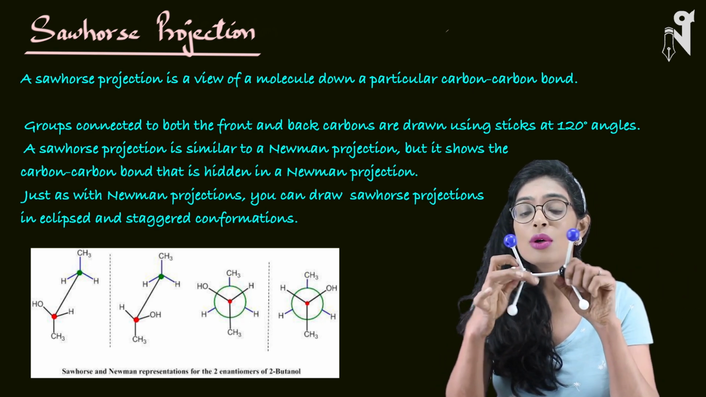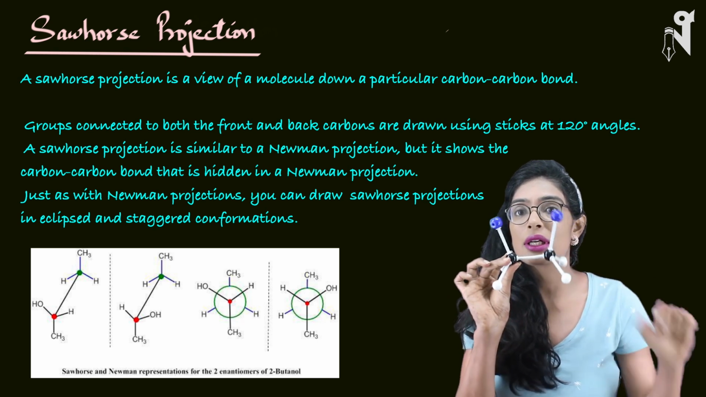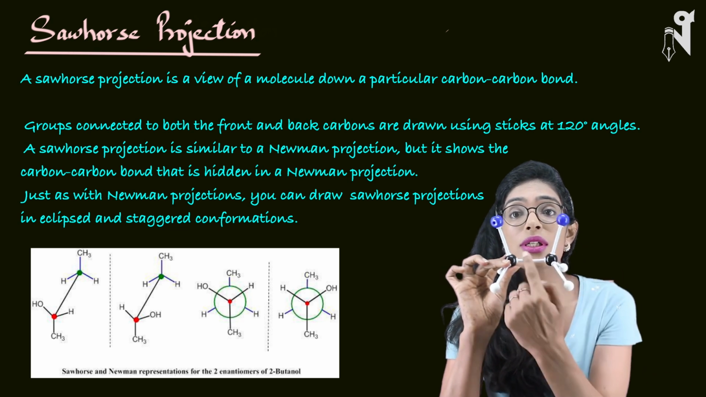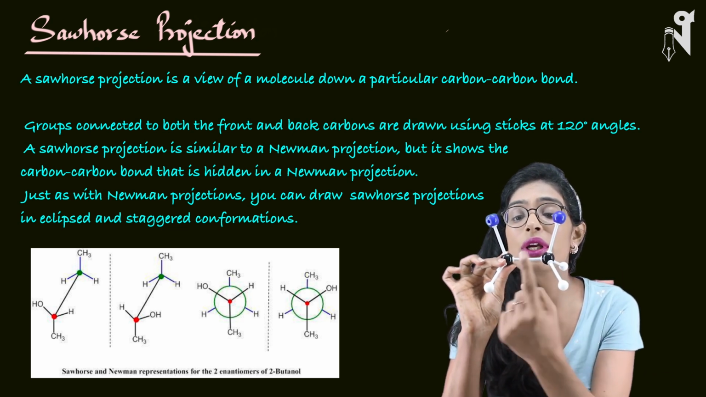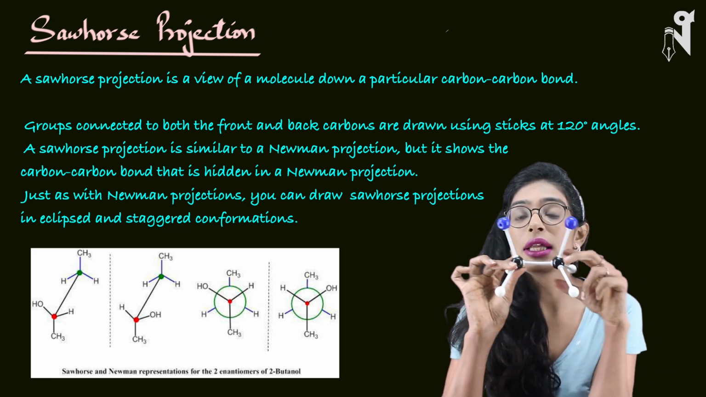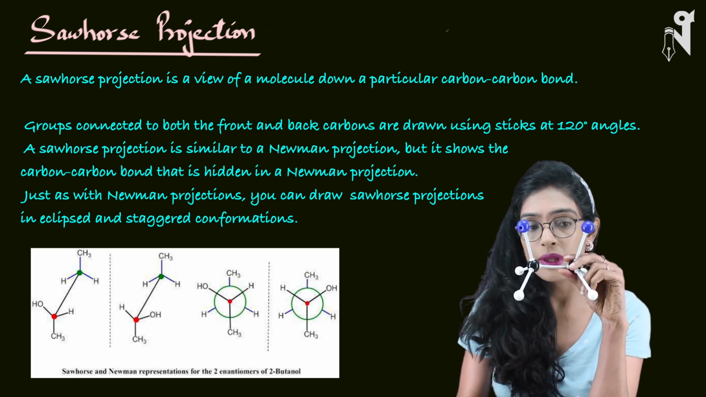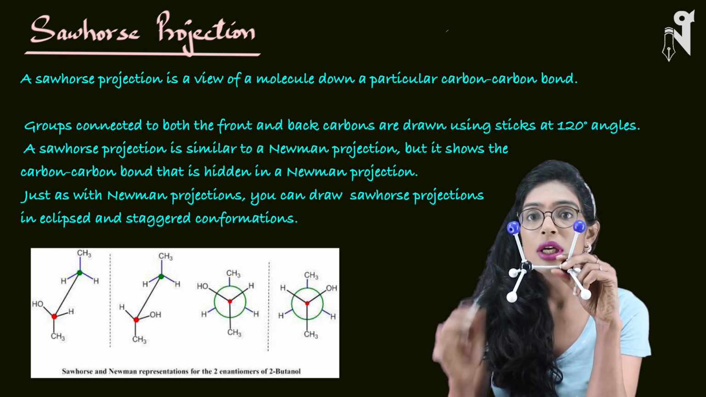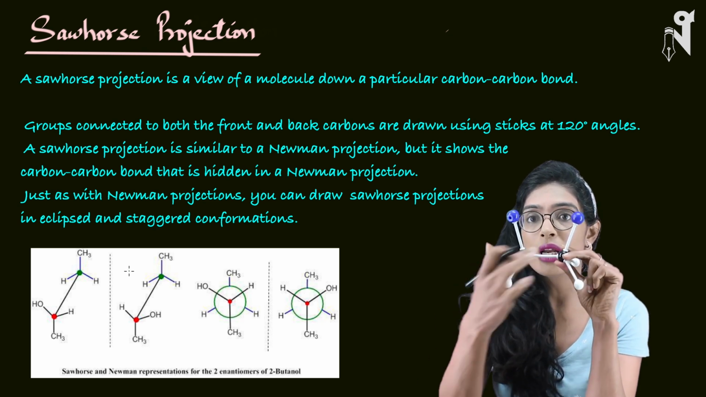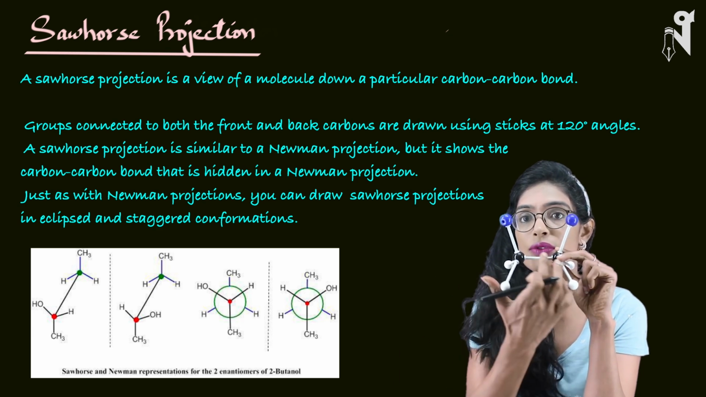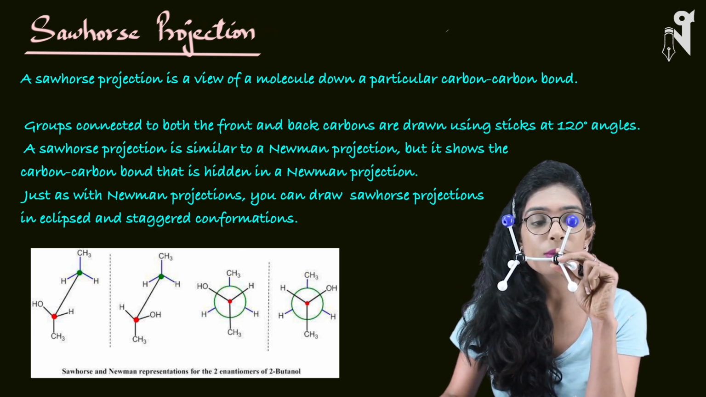Whereas if the viewer looks at the bond between carbon and carbon, if the viewer is looking at the bond over here, so you are the viewer over here, if you're looking like this, then this is your Sawhorse projection. So just do one thing. When you are drawing the Sawhorse projection, put these two carbons as dots and look at the angle. First of all, draw the bond which you can see. So I'll draw the bond like this.